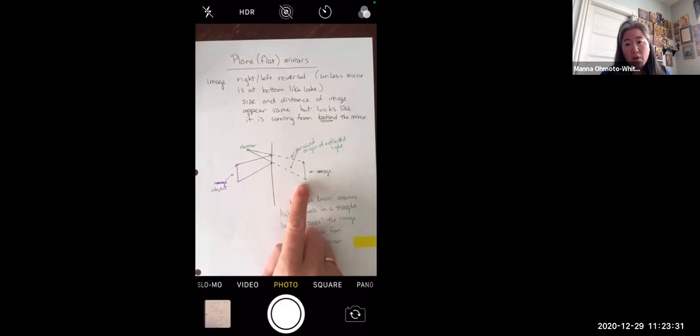Now we know that the image can't come from behind the mirror. So anytime the image is on the opposite side of the observer, we call that a virtual image. It's an image that can't exist. It just looks like it exists there, like it's floating in space.